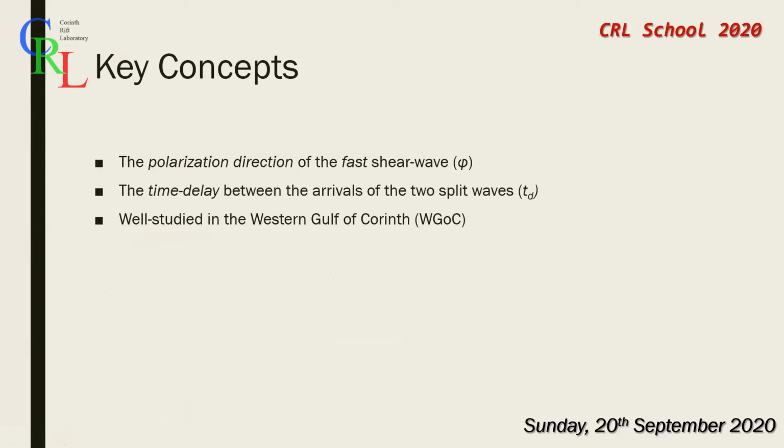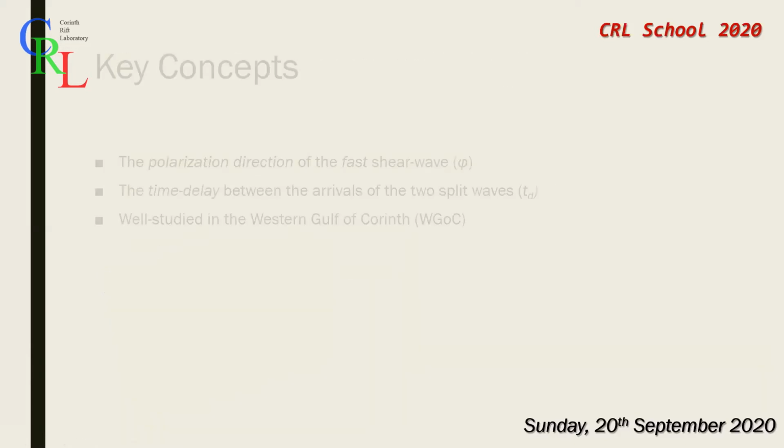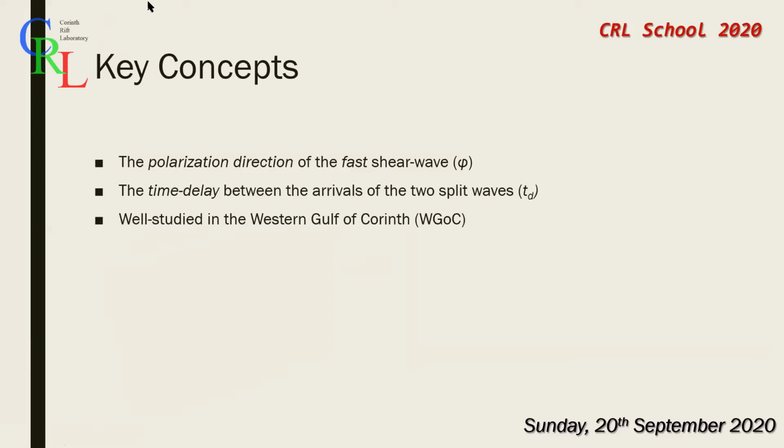Some key concepts to understand what we're going to do. The first one is the polarization direction of the fast shear wave, which we will call from now on phi. This is the polarization direction of the fast wave. You see here to the left, this direction. And another very important property of shear-wave splitting is the time delay, TD, which is the difference between the arrival times of the fast and the slowest wave.